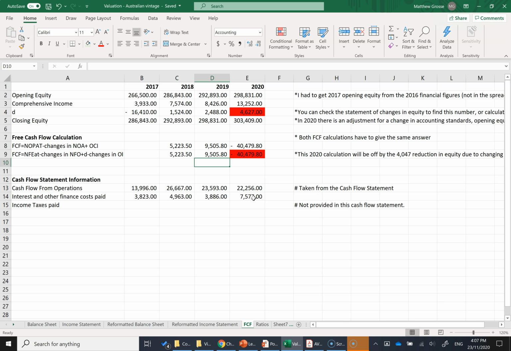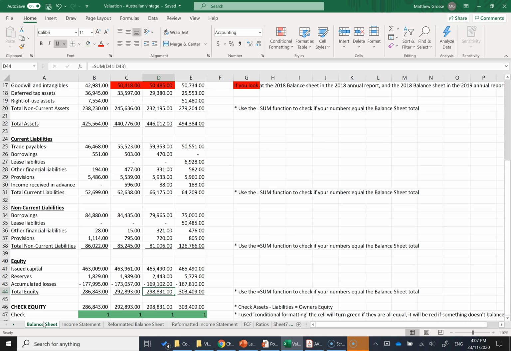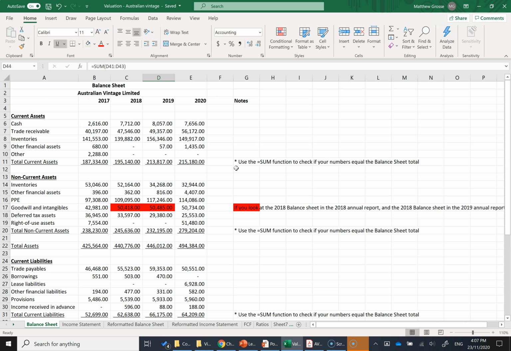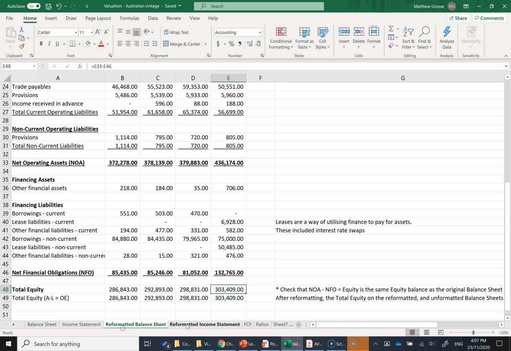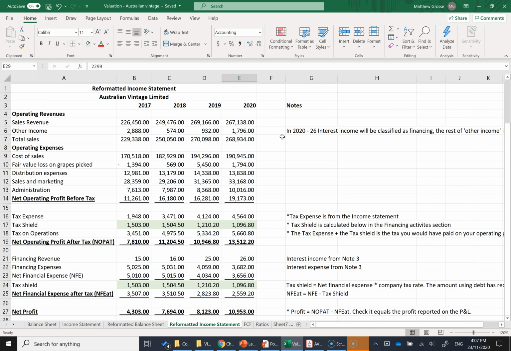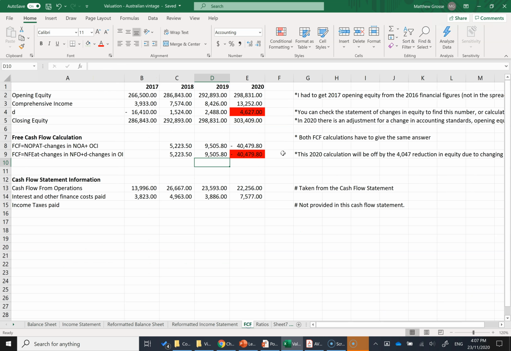So what we've done now, we've entered in information from the balance sheet and income statement into Excel. We have then reformatted our balance sheet and our income statement. And using the information we've got, we've been able to also calculate the free cash flow using two different ways and check that it all balances out. So now we've got all this information together. Next up, we'll be able to use it to calculate ratios and start to get a good understanding of the drivers of business performance.